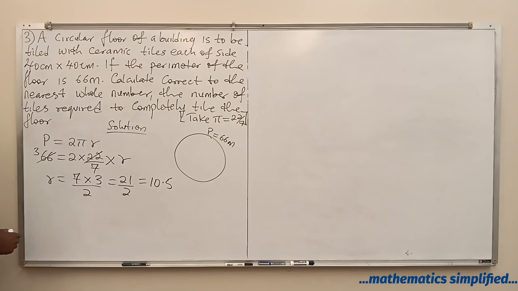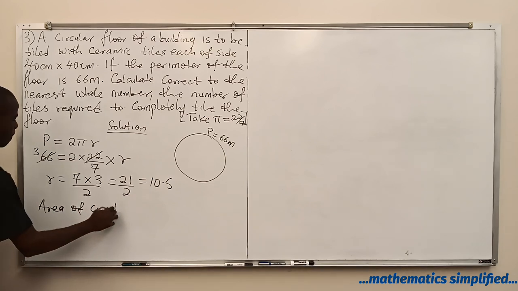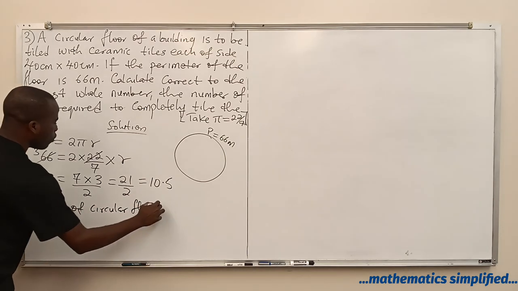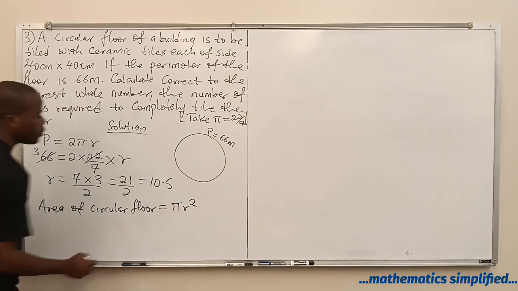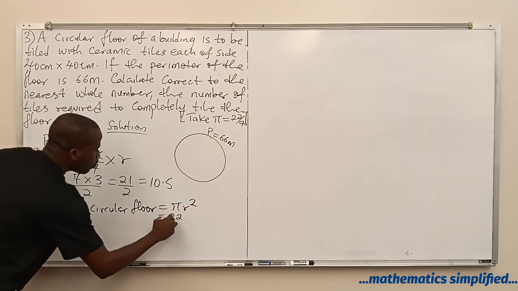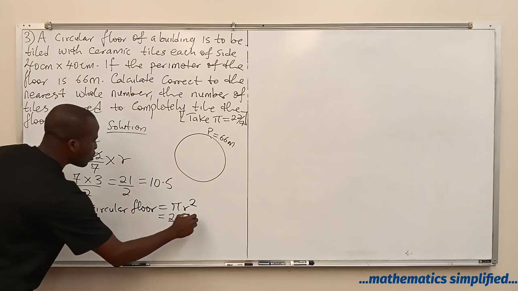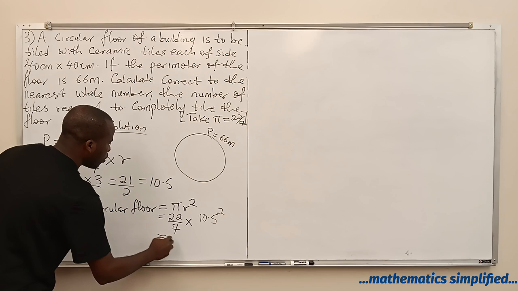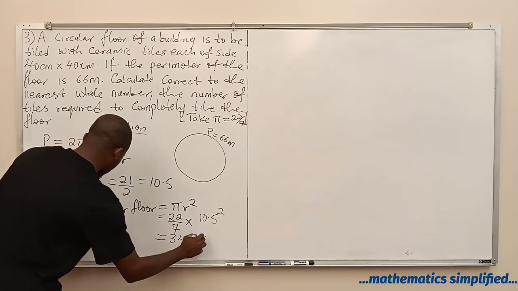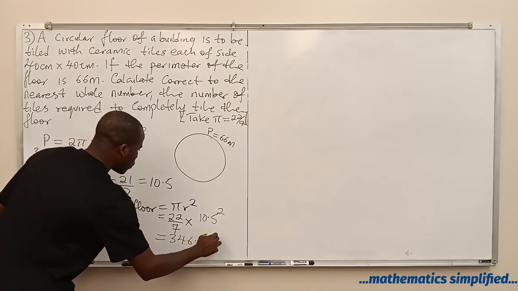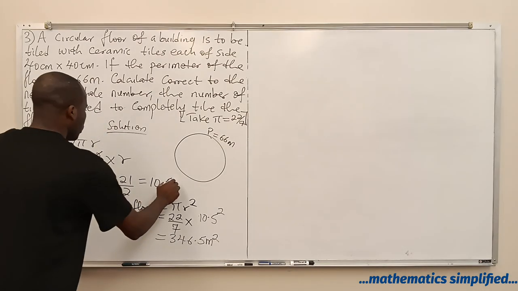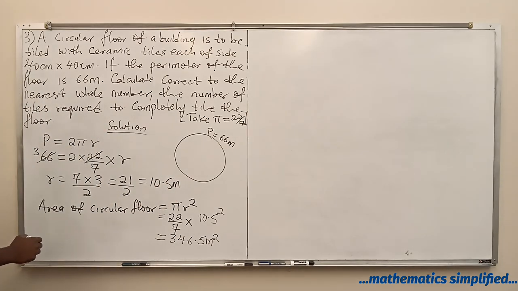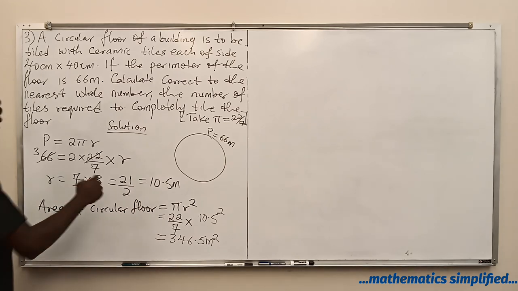The next thing we want to do is to find the area of the circular floor. So area of circular floor, of course, we know is pi r squared, which is 22 over 7 times 10.5 squared, which is 346.5 meters squared. So the next thing we want to do is to find the area of the tiles.